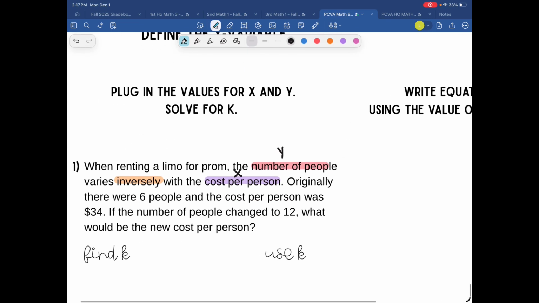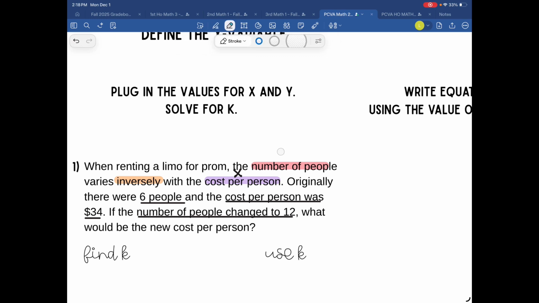So originally, there were 6 people, and the cost per person was $34. That's the information we're going to use to find the k value. Then once we know the k value, we're going to use it to find the cost per person with 12. So again, the number of people is the y, the cost per person is the x.